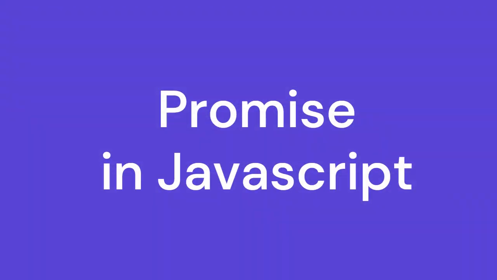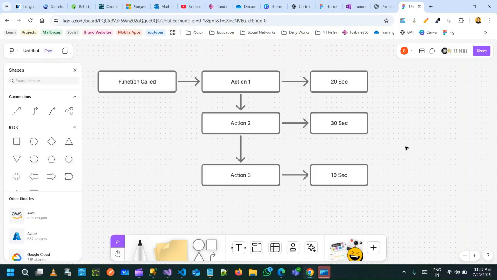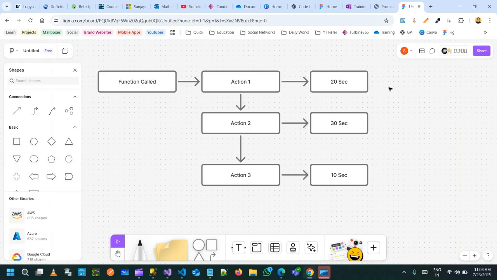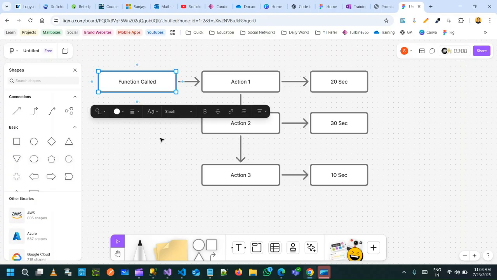In this video, we will discuss an important concept in JavaScript or jQuery called a promise. Most of the time, we write JavaScript which is asynchronous in nature, and we also write synchronous JavaScript. So, what is synchronous and asynchronous? Let us understand first. Whenever you write JavaScript and you call a function, you can see my screen.